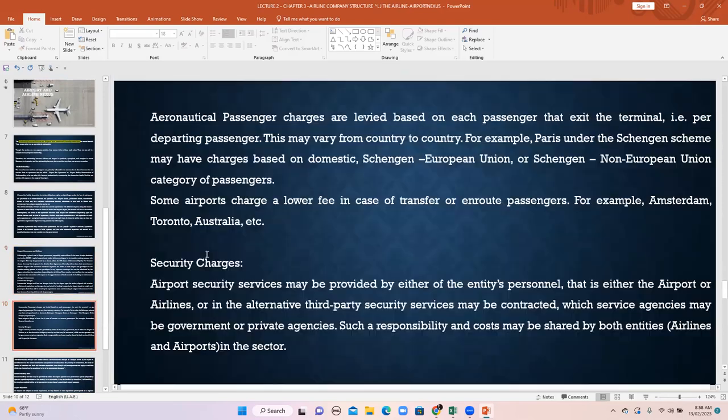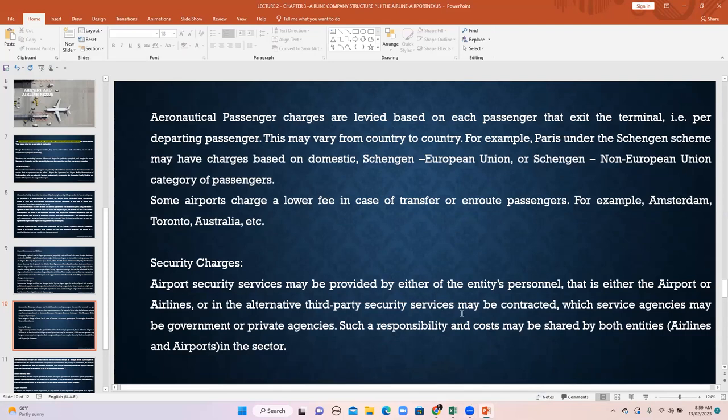Now, aeronautical passenger charges are levied based on each passenger that exits the terminal, that is, per departing passenger. So how is it calculated? This APC, or aeronautical passenger charge, is levied based on each passenger that exits the terminal, that is, per departing passenger from that particular terminal.